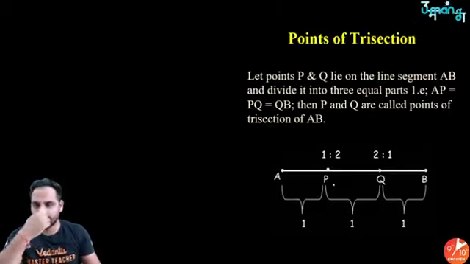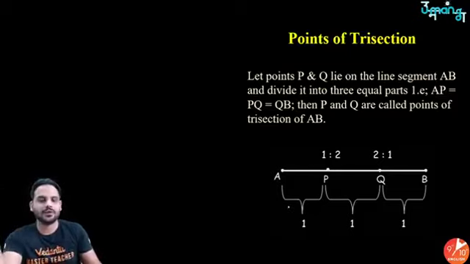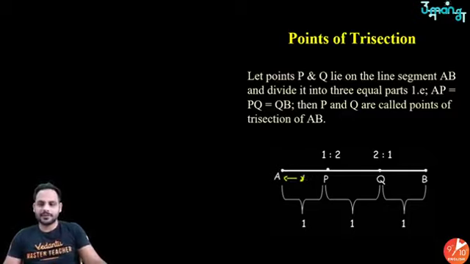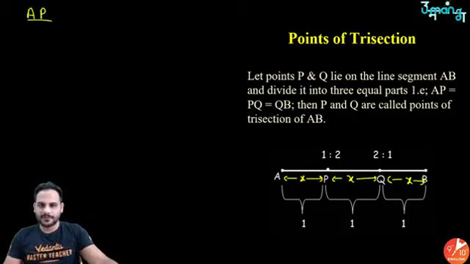Now, sometimes the question is about points of trisection. Trisection means three equal parts. So AP, PQ, QB are all equal to each other. What will be the ratio of AP with PB? Suppose AP, PQ and QB are all equal to X. Then the ratio of AP with PB is X to X plus X, which is 2X. So the ratio is 1:2.